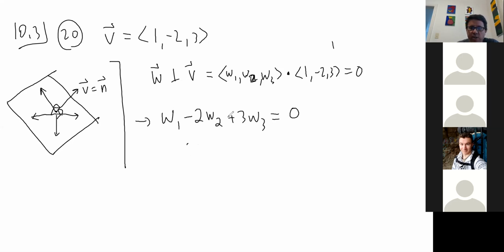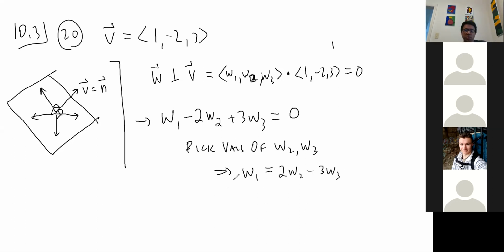Anytime you have one equation and three variables, that means two of the variables will be independent. They can be any value they want. So I can just pick two of the variables and then solve for the third one, and that will give me my answer for W. To do the algebra nicely, it might be easier to pick values of W2 and W3, any values you want, and then solve for W1. It would be 2W2 minus whatever 3W3 you put in there.